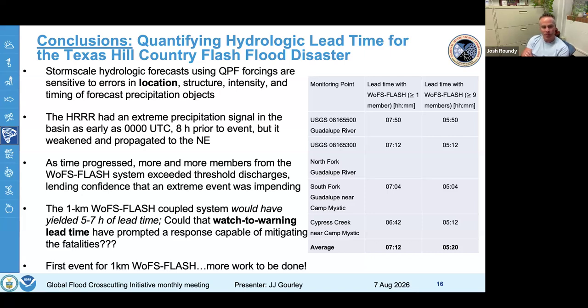I'm really curious about the, I don't know what you call it, the WoFS Flash system, right? You're running this at like 1 kilometer, but this was very isolated to evaluate this event, and you talked about how it's not feasible to run at scale, but it seemed to make a pretty big difference. And I'm not sure if the HRRR system runs ensembles or not. It didn't look like it.